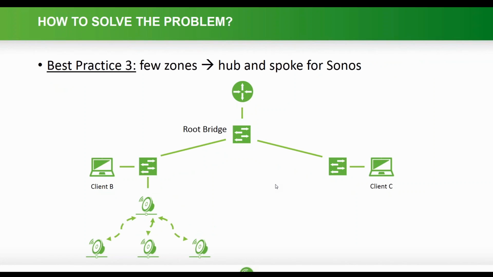Best practice number three is, if you have a few zones in your house or in your setup, a hub and spoke topology for Sonos is recommended, and that's something that Sonos highly recommends. You keep one of your Sonos Connects hardwired to the switch, and have everything else Wi-Fi to that one Sonos. It is audio streaming, it's really not high bandwidth. It can be sustained over the wireless mesh. So if you call tech support from Sonos, they will recommend this topology. But this is not a scalable topology.